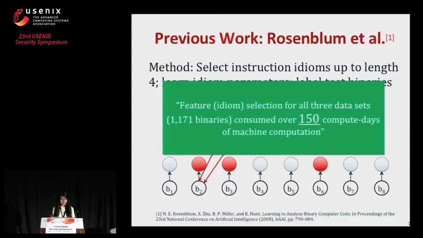According to their paper, feature selection, which is one step in training, consumes over 150 compute days of machine computation for all three data sets. This is a big overhead for training.